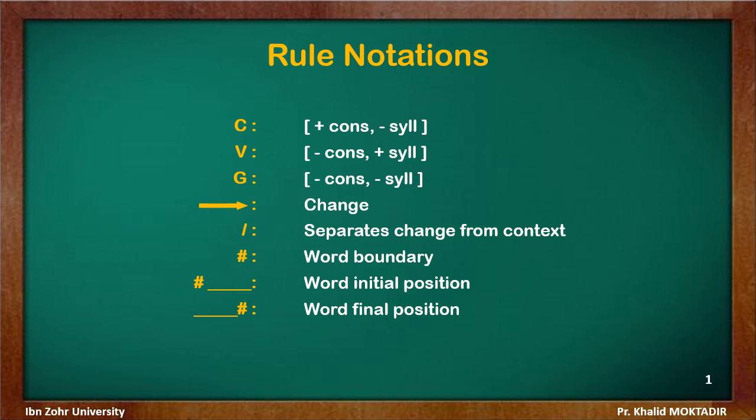Now, the first symbol stands for C. It represents consonant. Then we have a vowel, and below that is a glide. The arrow is a symbol for the change. The slash separates the change from the context where the change takes place. And then we have the word boundary, and we use the word boundary in two positions. For word initial position, as you can see, and for word final position.